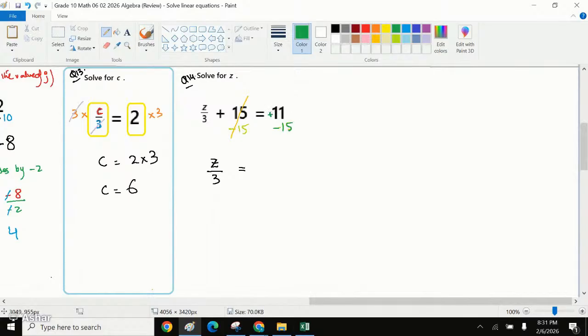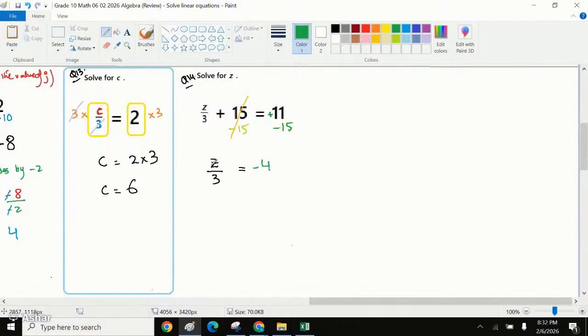Which number is greater? 15 is greater, right? So 15 minus 11 is 4. Agreed? And the sign of the greater number is always carried down. Now what we can see is the question says z upon 3 is equal to negative 4. That means we need to find the value of the variable z in this question.